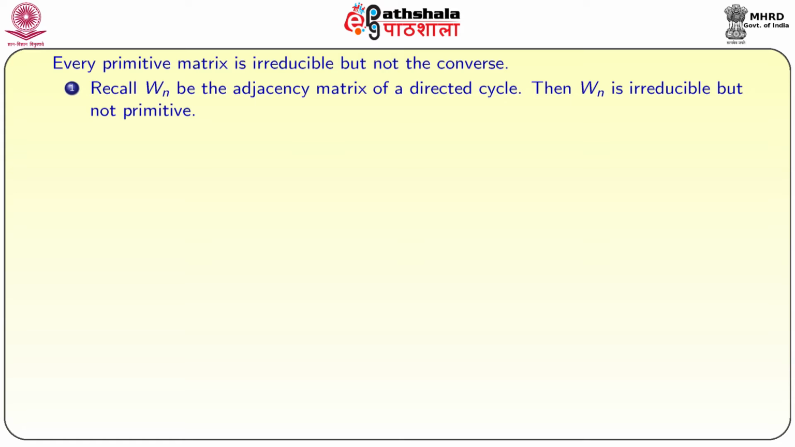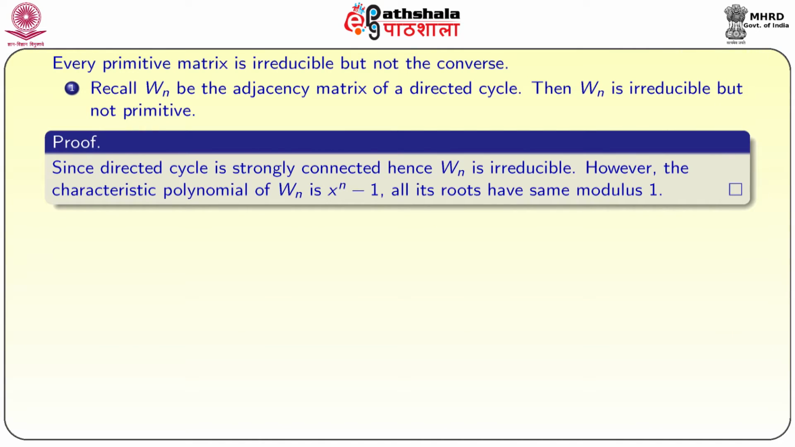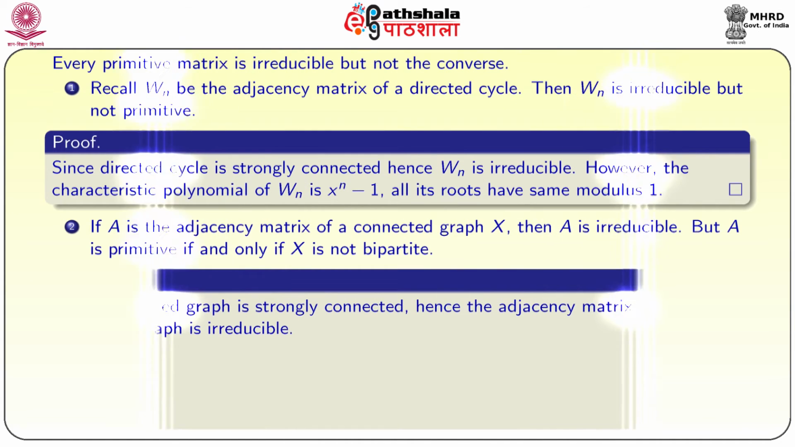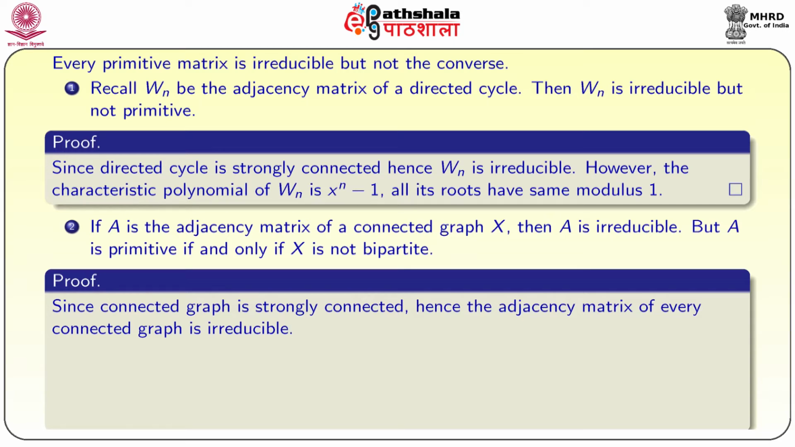We already know this, but again we will prove it. Since a directed cycle is strongly connected, W1 is irreducible. However, the characteristic polynomial of W1 is x power n minus 1, and all its roots have the same modulus 1. If A is the adjacency matrix of a connected graph X, then A is irreducible, but A is primitive if and only if X is not bipartite. The proof is easy. Since X is a connected graph, it is automatically strongly connected. Hence, the adjacency matrix of every connected graph is irreducible.